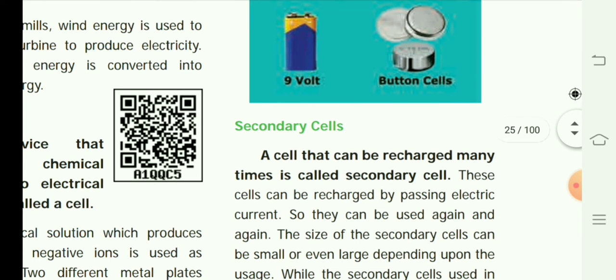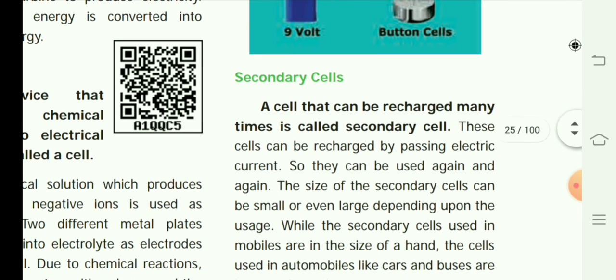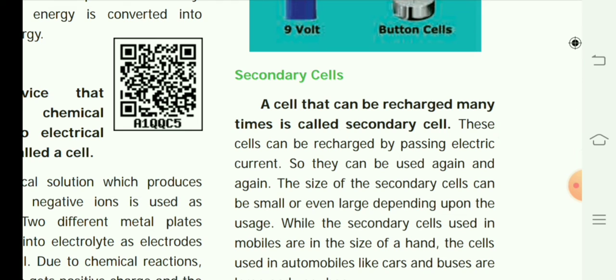Next one, secondary cell. A cell that can be recharged many times is called a secondary cell. The primary cell cannot be recharged. The secondary cell can be recharged many times. It is called a secondary cell.